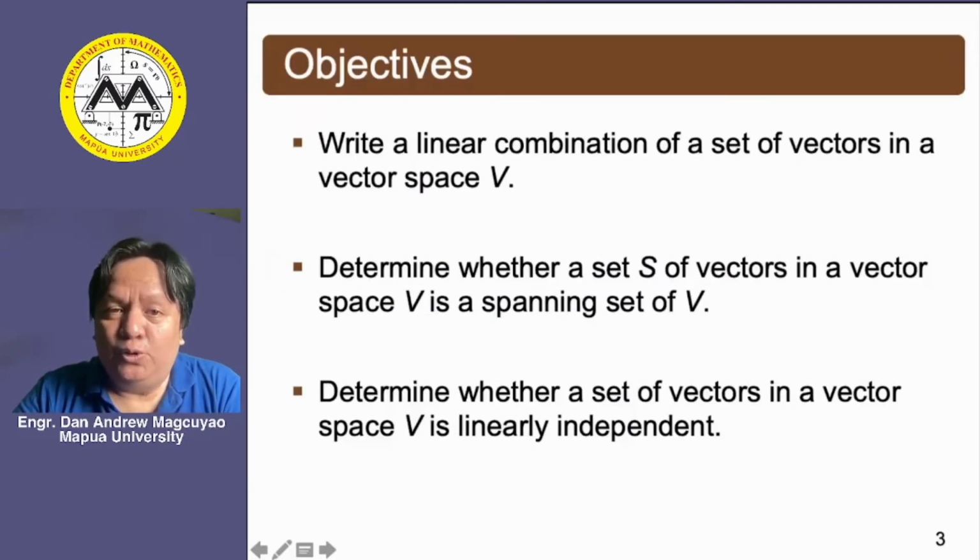For this module, we're going to write a linear combination of the set of vectors in a vector space V. Determine whether a set S of vectors in a vector space V is a spanning set of V. And finally, determine whether a set of vectors in a vector space V is linearly independent.